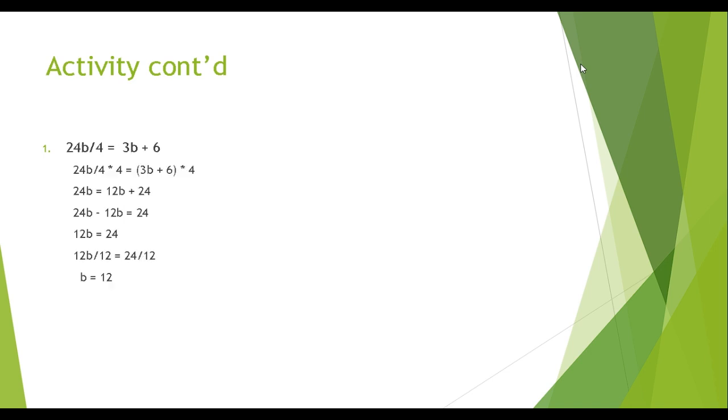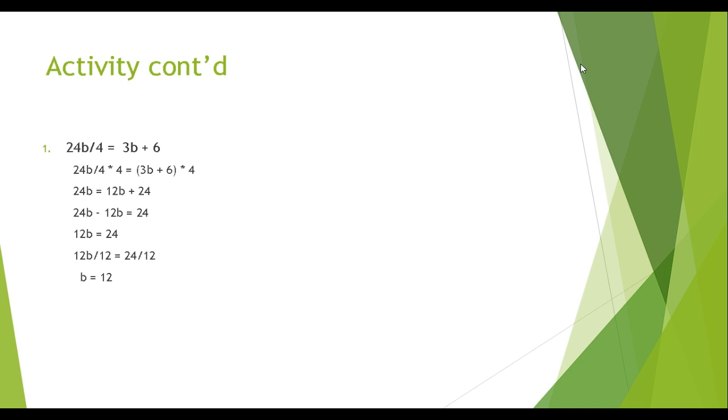And last one, a bit tricky now. Alright, so 24b divided by 4 is equal to 3b plus 6. So what we're going to do for this one now is a bit different. We're going to times everything by 4, so we don't have any divisions left. So 24b divided by 4 times 4 is the same as 3b plus 6 times 4.